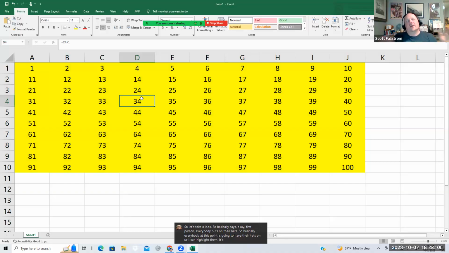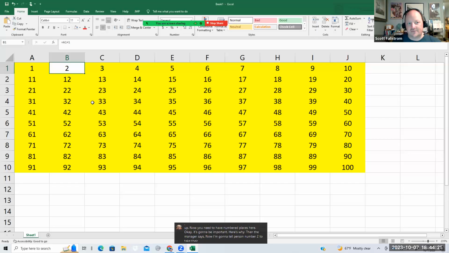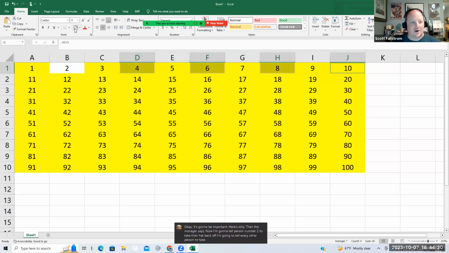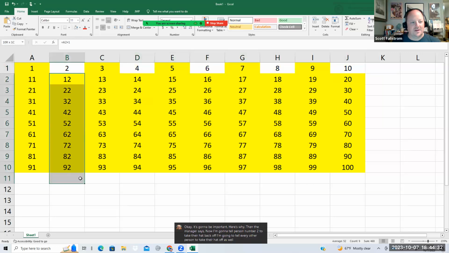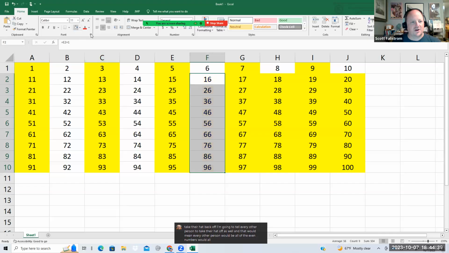If you're going to do this with coins, basically say, okay, everybody puts their hat on, which means all the coins are heads up. Now you need to have numbered places here. Okay, it's going to be important. Here's why. Then the manager says, now I'm going to tell person number 2 to take their hat back off. And I'm going to tell every other person to take their hat off as well. And that would mean all of the even numbers would also take their hats off.